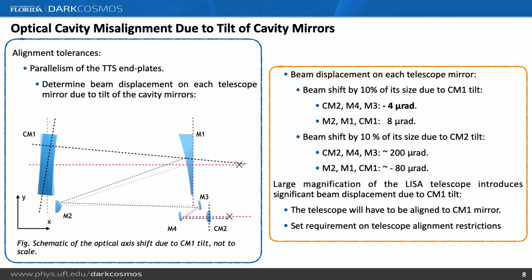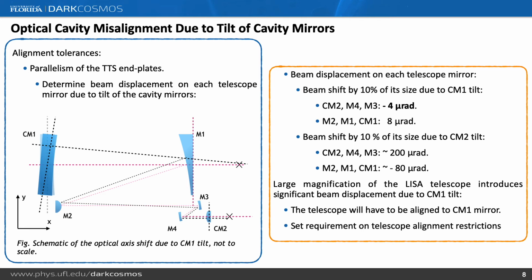It requires 4 microradians of the CM1 tilt to shift the beam by 10% of its size on CM2, M3, and M4, and 8 microradians tilt to shift the beam by 10% of its size on M2, M1, and CM1. Those numbers look much better for the CM2 mirror, which is approximately 280 microradians for respective shifts of the beam. This is not a surprising result when we think about the large beam magnification due to the presence of a telescope.